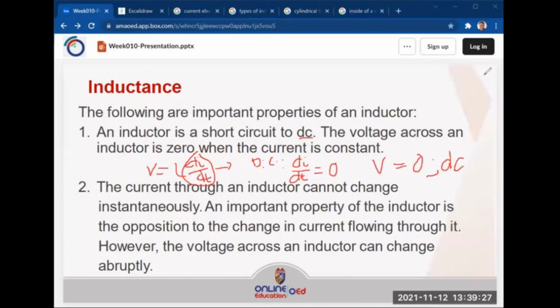Number 2, the current through an inductor cannot change instantaneously. An important property of the inductor is the opposition to the change in current flowing through it. However, the voltage across an inductor can change abruptly. The current changes in a certain manner, a certain pattern. It does not change instantaneously, unlike resistors. Anyway, let's proceed.